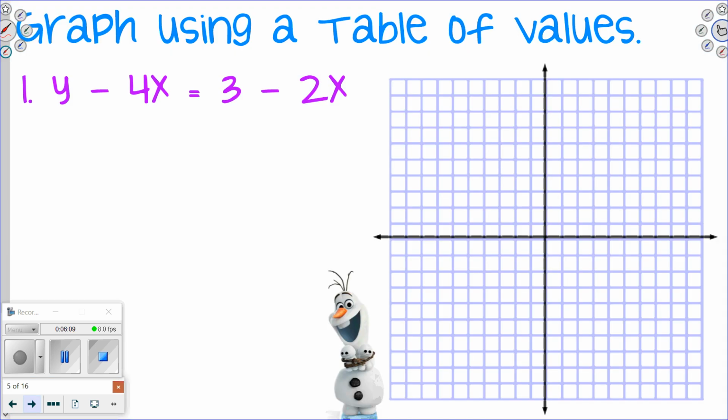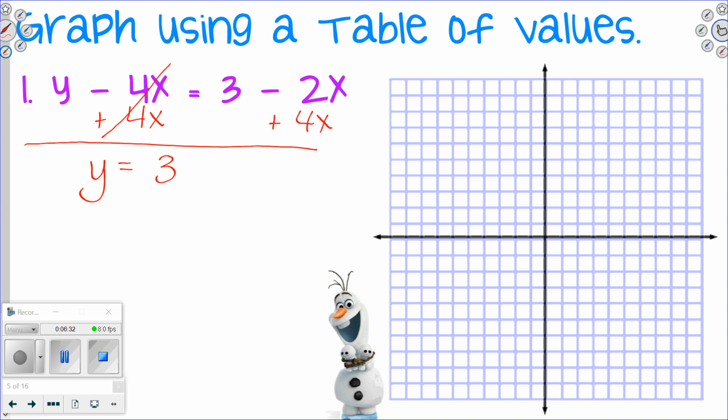All right, so let's go ahead and practice some graphing. So graph using a table of values. So what was the first thing we're supposed to do with that equation? I'm solving for x, right? Or solving for y. So we'll add 4x. Now be careful when you write it on the other side that you line up the like terms. Okay, so I have 3 plus 2x. All right, y is by itself.